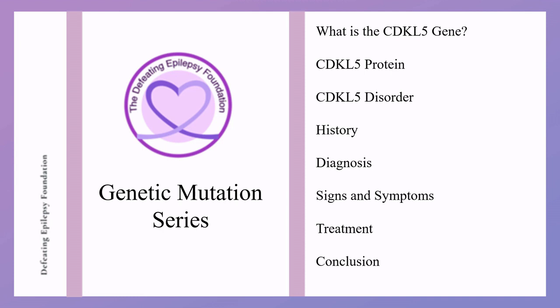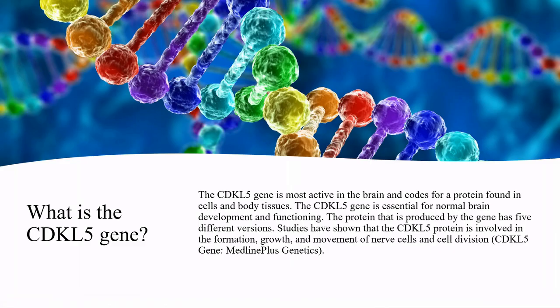The CDKL5 gene is the most active in the brain and codes for a protein found in cells and body tissues. The CDKL5 gene is essential for normal brain development and functioning. The protein that is produced by the gene has 5 different versions.